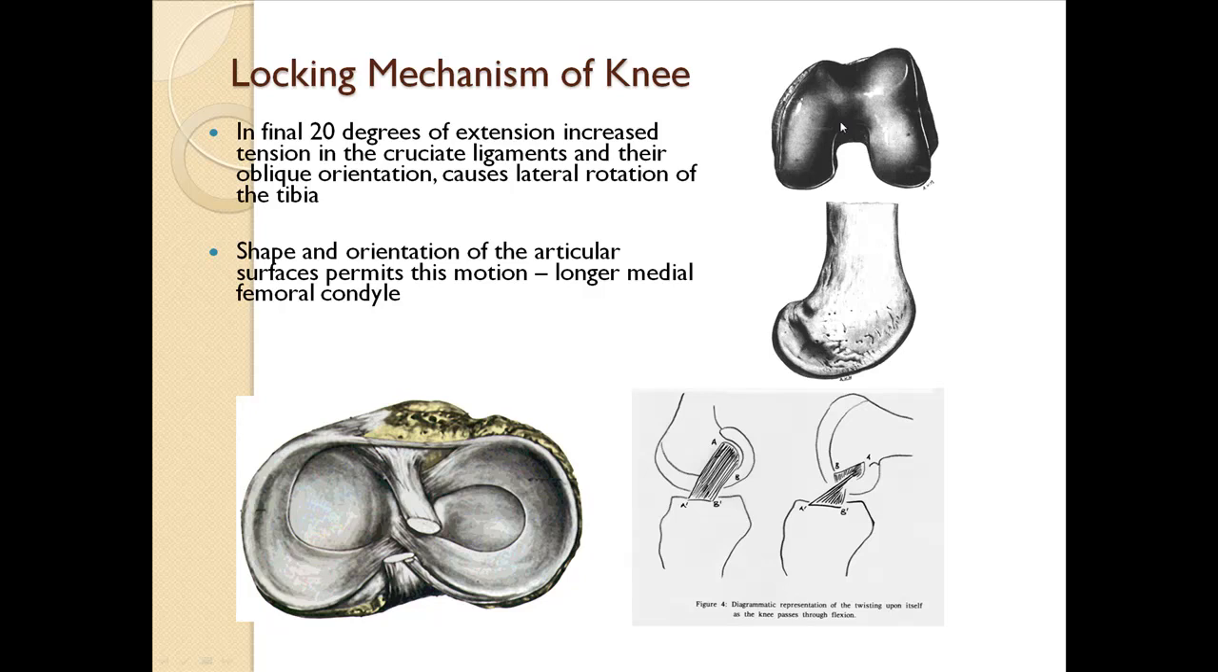The shape and the orientation of the femoral condyles further permits this motion. When we go towards the final phases of extension, because the lateral condyle on the femur is shorter and rounder than the medial condyle of the femur, it will reach its terminal phases of extension before the medial condyle does. As a result, the medial tibial condyle has further to travel, further enhancing that external rotation movement.